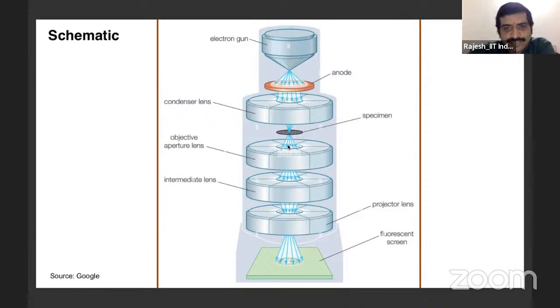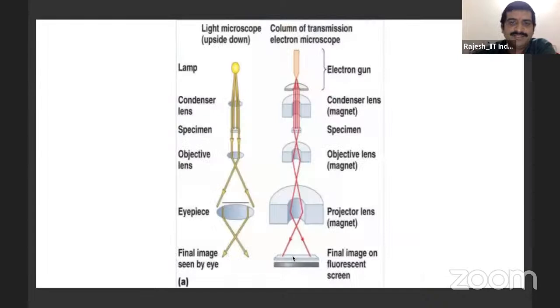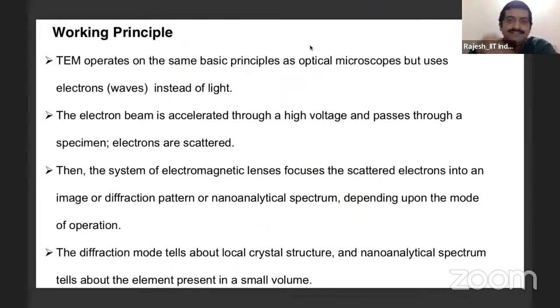And then you have a sample, and all these lenses are there for different purposes. You have to focus, defocus, put on the image, and there is a screen where you will get the image. This is the same. This is just the light microscope and the electron microscope. They are similar. Okay. Again, just to summarize, the working principle of TEM is that it operates on the same basic principle as the optical microscope, but uses electrons, right? The wave associated with the electrons instead of light. The electron beam is accelerated through high voltage and passed through the specimen, which I just talked about. And then the small volume will just make an image, similar to the electron beam, okay?